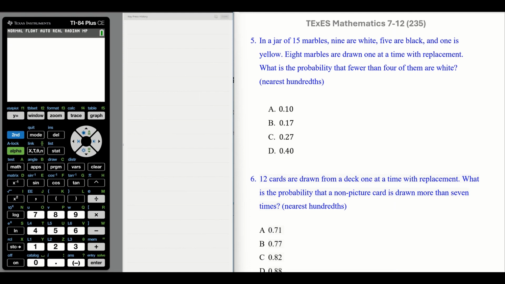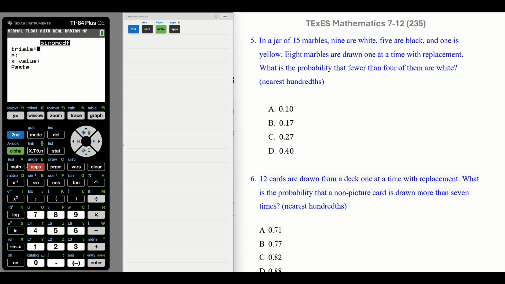Number 5. In a jar of 15 marbles, 9 are white, 5 are black, and 1 is yellow. 8 marbles are drawn one at a time with replacement. What is the probability that fewer than 4 of them are white? Round to the nearest hundredths. Okay, let's take a look at this. What do we need to do? For me, that rings binomial CDF. So let's give this a try here.